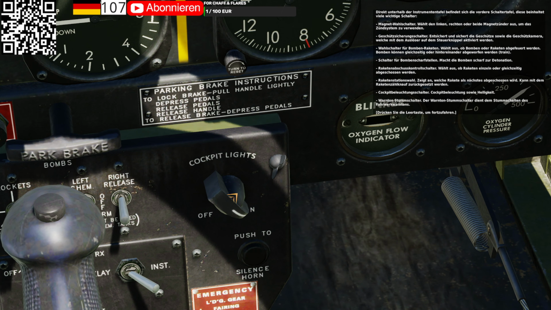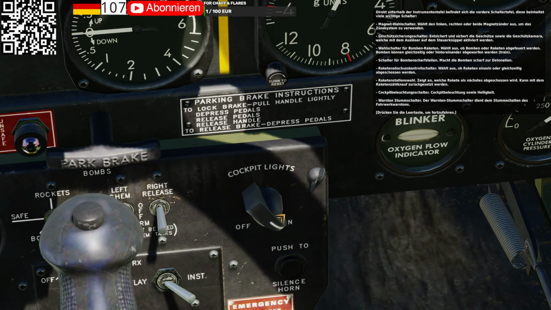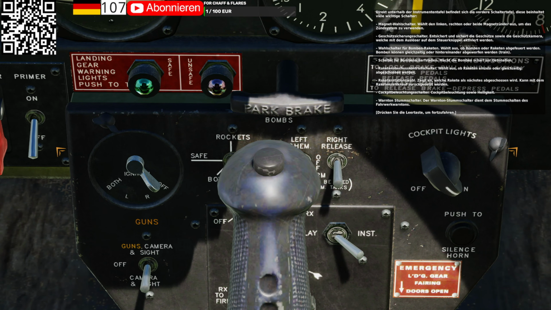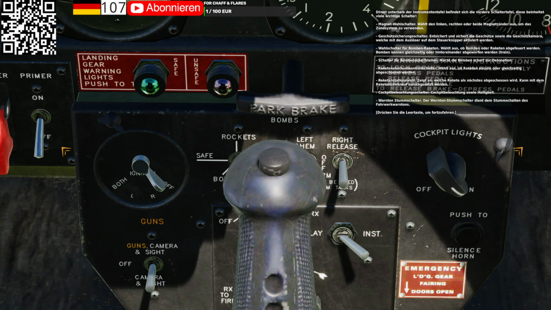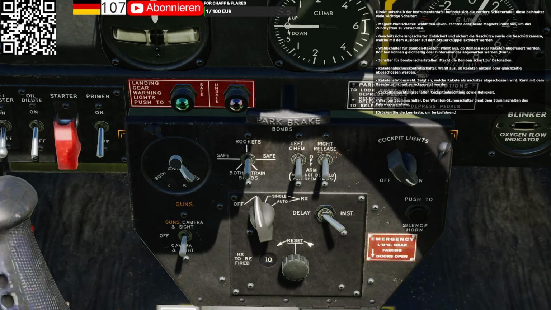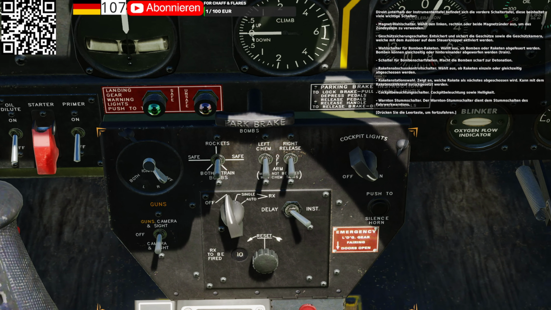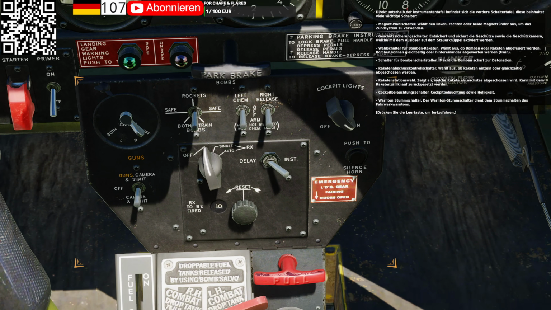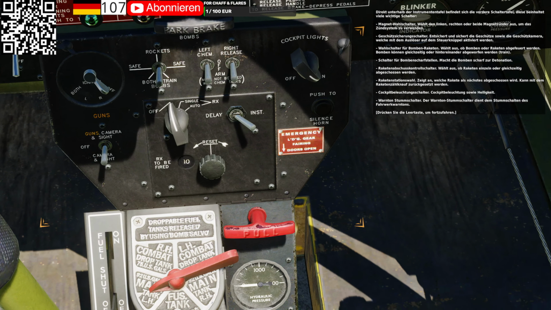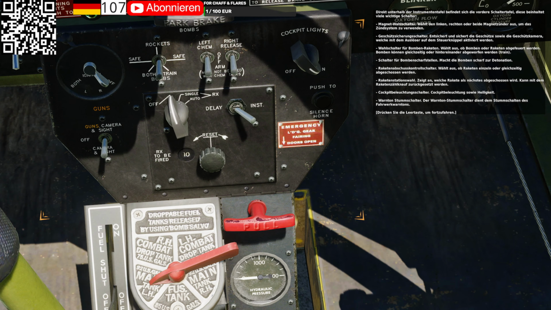Just below the instrument panel is the front switch panel, which includes a variety of important controls. Ignition selector switch selects the left, right, or both magnetos to operate the engine ignition system. Gun safety switch arms the guns and gun camera to operate when the gun trigger switch is pressed. Bombs rocket selector switch selects either rockets or bombs to be released when the bomb rocket release switch is pressed.